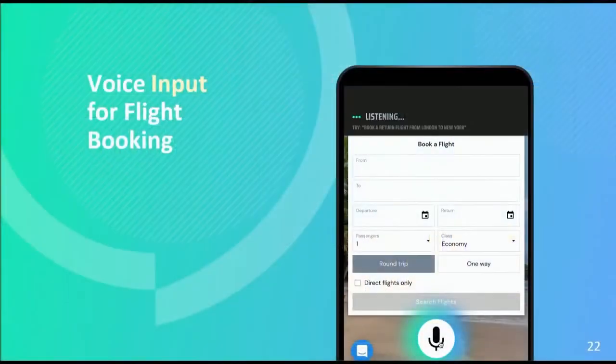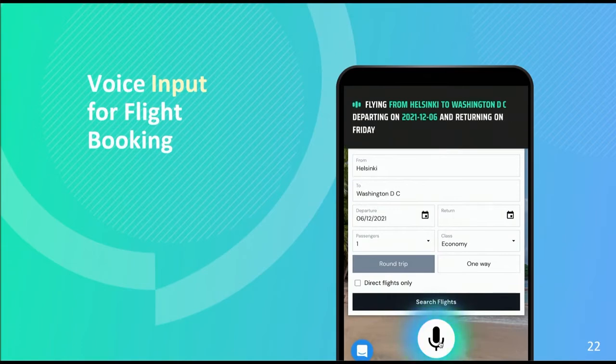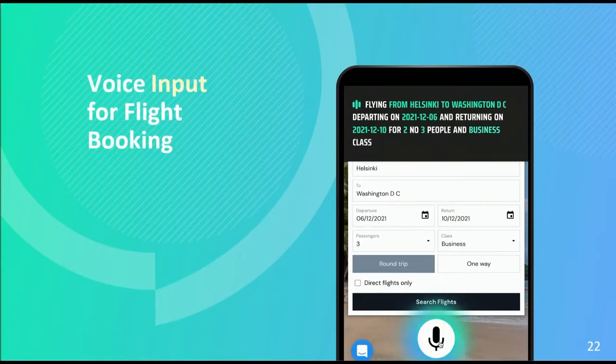Flying from Helsinki to Washington, D.C., departing on Monday and returning on Friday for 3 people in business class, and book direct only, please.